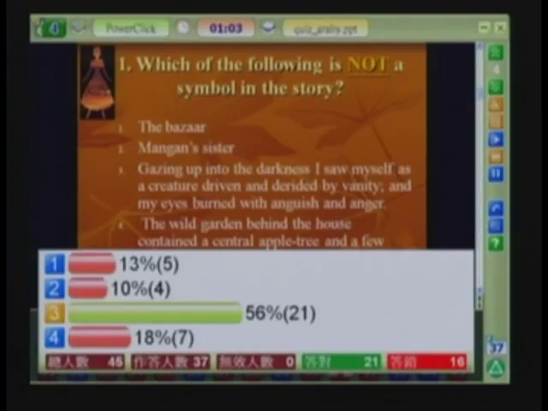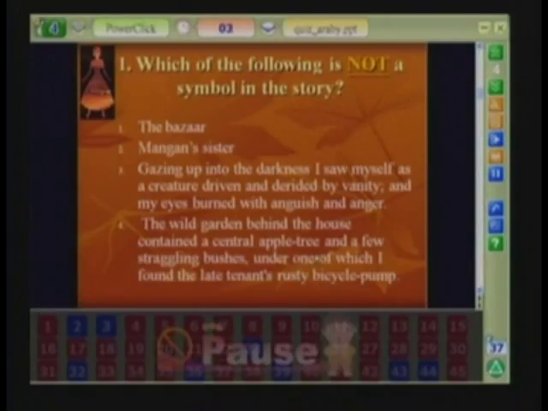Okay? And the last one, the wild garden is just what we talked about, that the garden is actually symbolic of the decadence or degradation of religion. But the third one, "I saw myself as a creature driven and derided by vanity." Here, definitely the boy does not treat himself as a symbol. He sees himself as a creature. This could be seen as a simile or a comparison, but it's not symbolic.